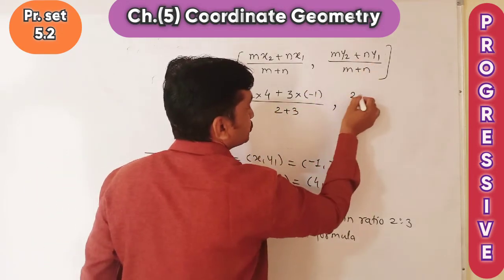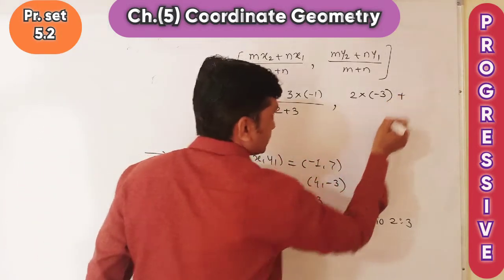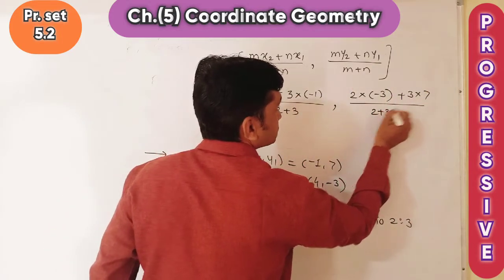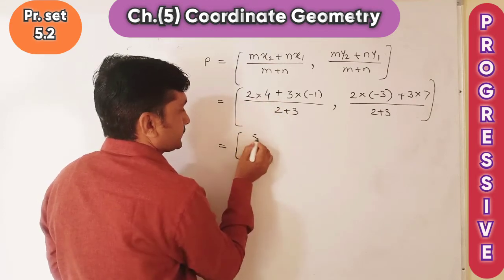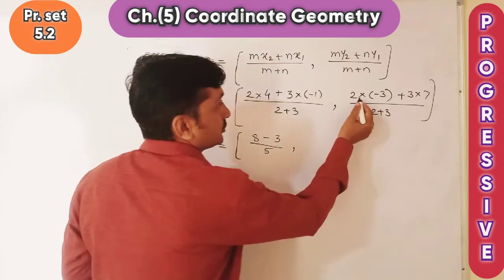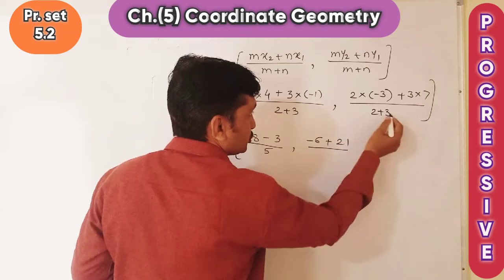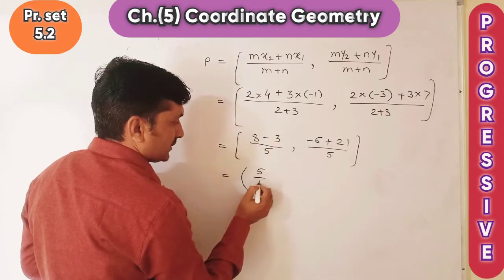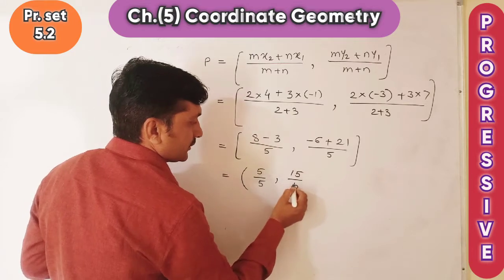Now here m2 multiplied by y2 is -3, plus n is 3 multiplied by y1 is 7, upon m plus n is 2 plus 3, bracket close, is equal to, in bracket, first product: 4 2s are 8 plus minus 3 1s are 3, upon 2 plus 3, 5, comma, plus minus 2 3s are 6 plus 3 7s are 21, upon 2 plus 3, 5, bracket close, is equal to, now here 8 minus 3, 5 upon 5, comma, minus 6 plus 21, 15 upon 5.